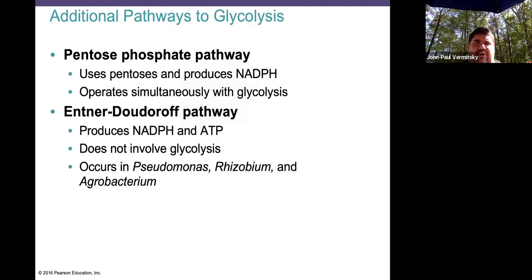There are some alternative pathways to glycolysis: the pentose phosphate pathway and the Entner-Doudoroff pathway. I'm not going to make you get into those, but these are alternative pathways to glycolysis.